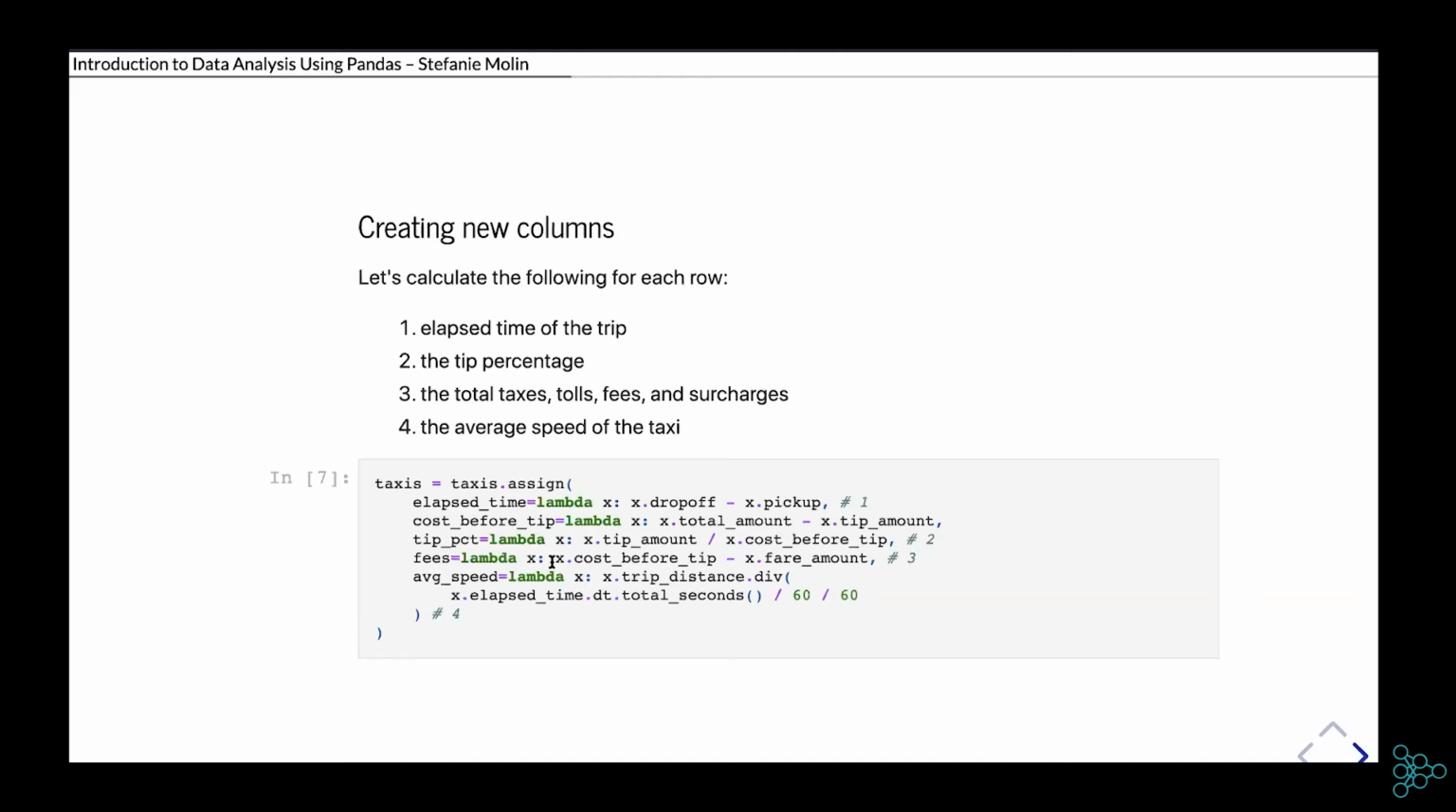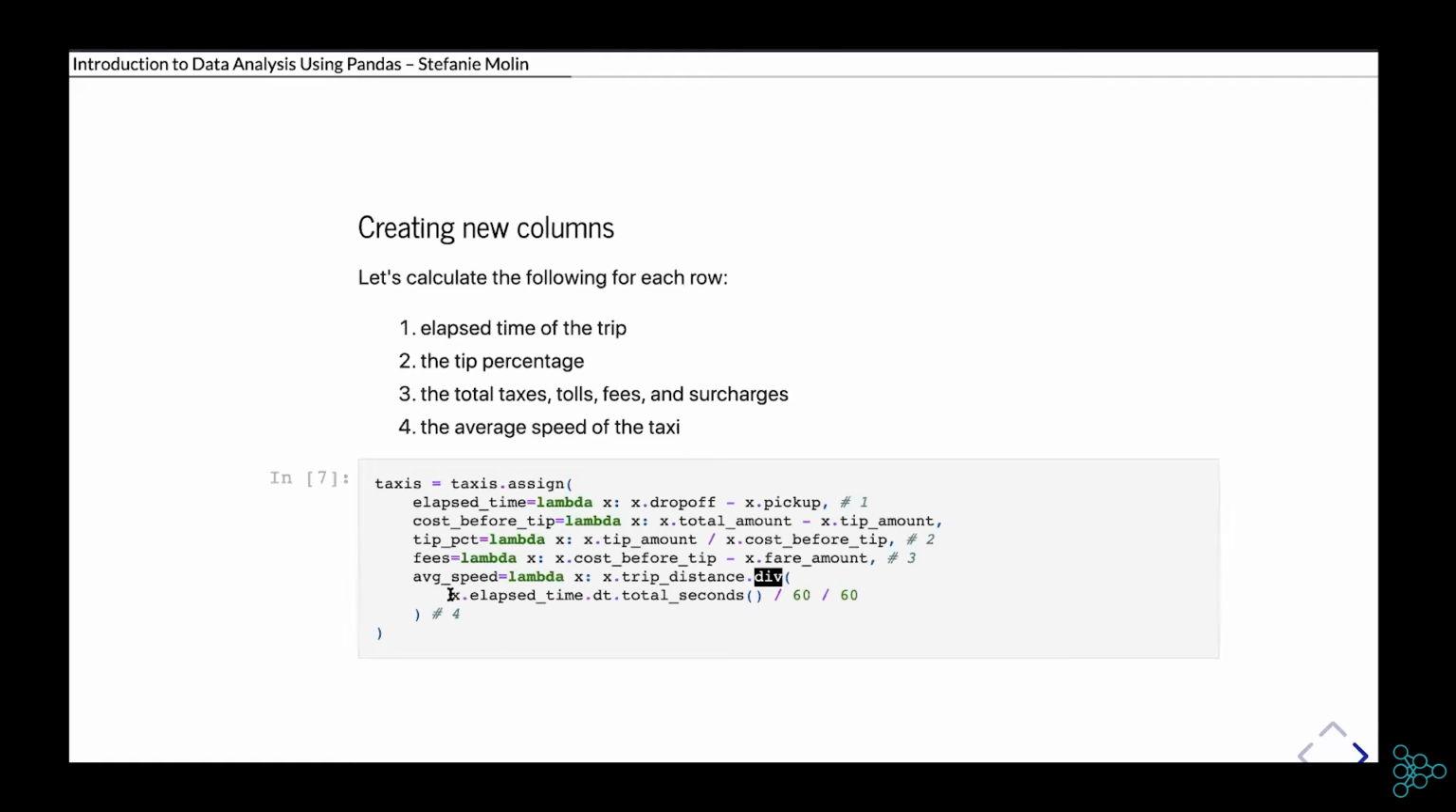For the fees, it's pretty similar. We use the lambda again. We want the cost before tip minus the fare amount. And then for the last one, the average speed, we take the trip distance, and then we're using the div method. You can also use this with plain division, but you will see that the div method comes particularly handy when you're chaining together operations, because it allows you to do it all in a single sequence of code, as well as control if you want to, instead of dividing everything in the column, you could divide across rows. You can control that axis that you work on.